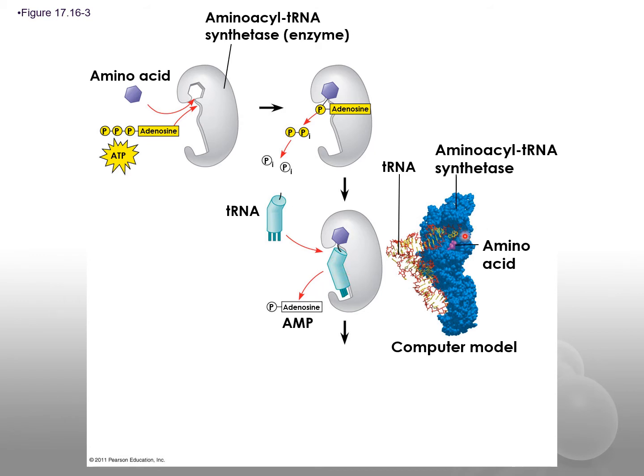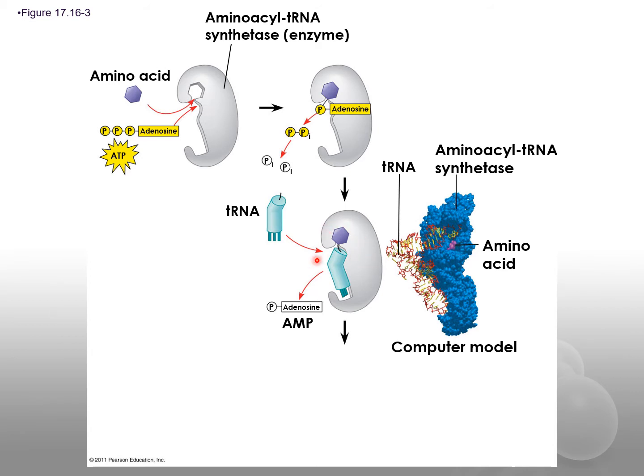Now, this shows an actual space-filling model and a stick model for the transfer RNA. So the space-filling model represents the enzyme, and the stick model represents the transfer RNA. So this is a computer-generated model based on predicted three-dimensional structure for each of these. And you can see the space where the amino acid is attached.